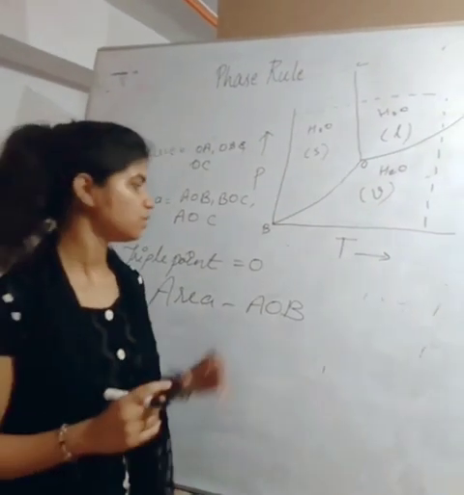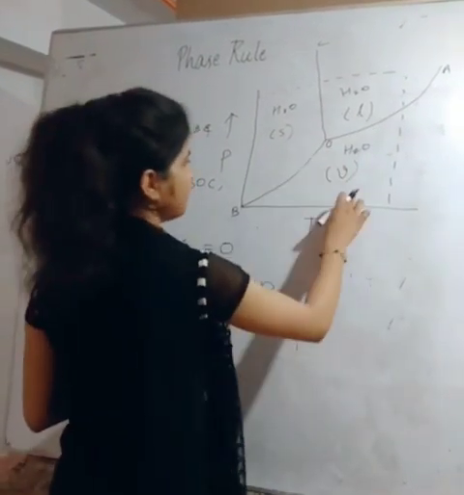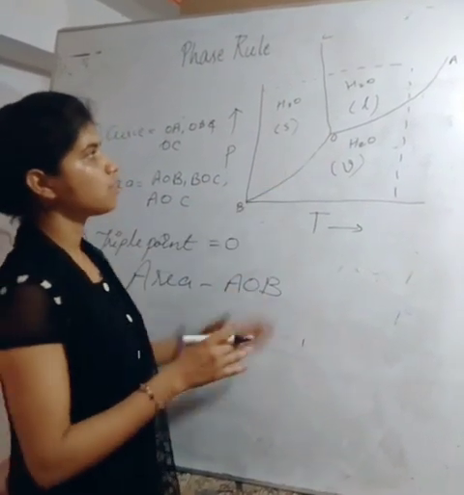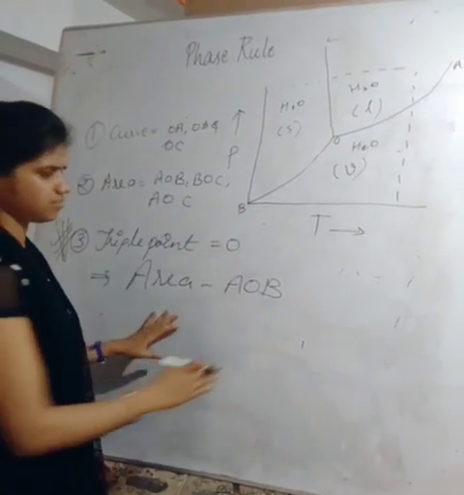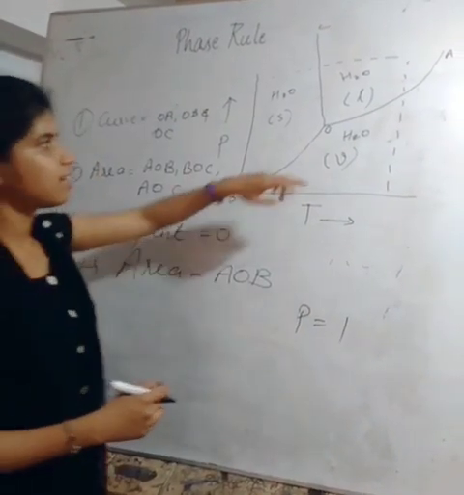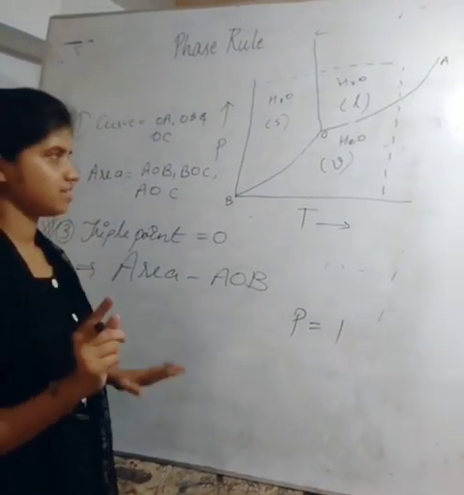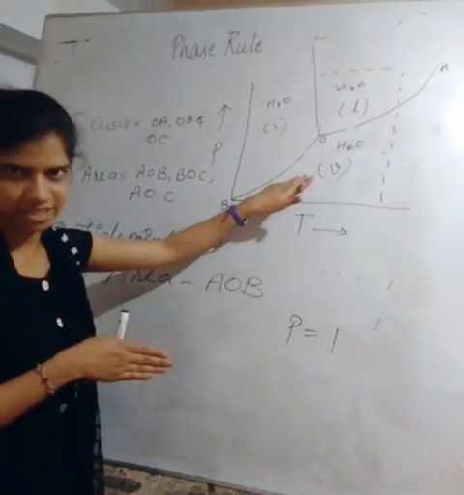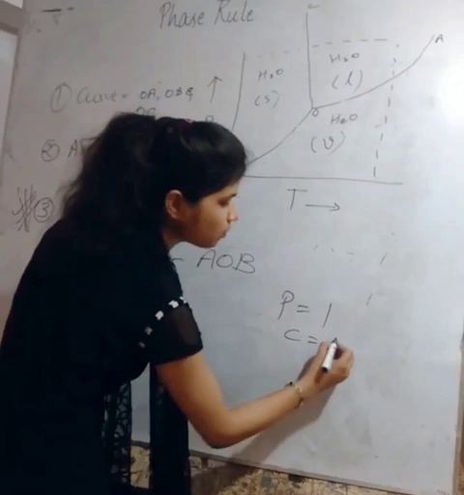Got it? Now, let us see. By taking the example of area AOB, it is enclosed within the vapor phase. If we observe through this, it is confined only to the vapor phase. It means that here P, the number of phases, equals 1, because if we look through this area, then we get 1 phase. And what phase do we get here? Vapor phase, a gaseous state. So here P becomes equal to 1. And for the component, we know that we are studying the one component system.